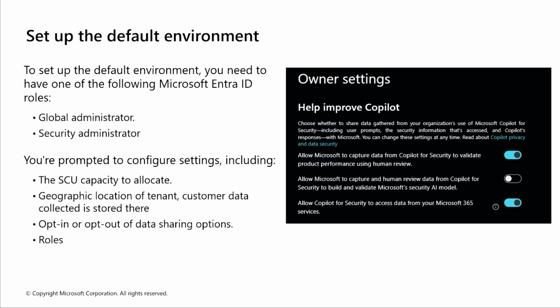To set up the default environment, you need to have one of the following Microsoft Entra ID roles: Global Administrator or Security Administrator. During setup, you'll configure settings such as SCU capacity based on the SCUs that you provisioned earlier, data storage location, such as the US, Canada, Australia, Japan, the EU, and others, and data sharing options.